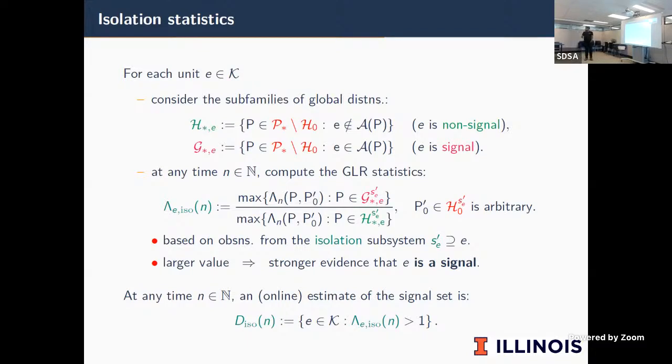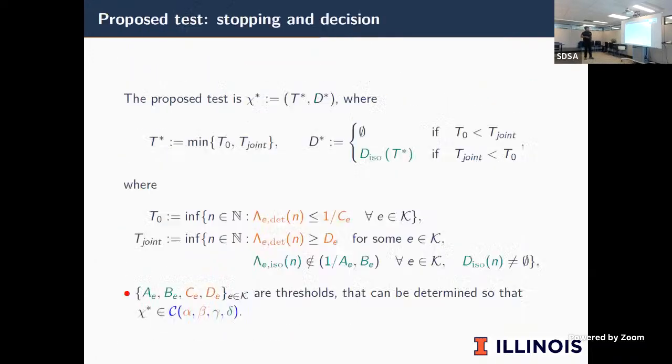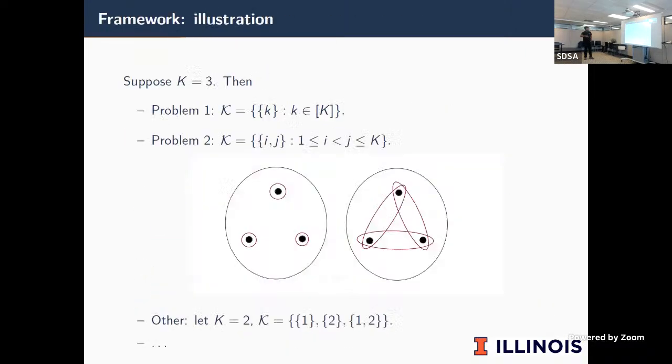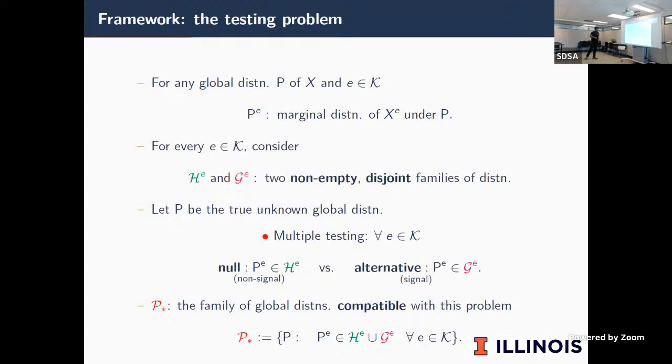Question? Yes. I'm a little confused about the definition of P star. So P star is like joint on all the nodes, right? No, P star is all the probability measures that are compatible with this problem. Either it's a signal or non-signal. Oh, so based on these distributions on units, you build your P star. Yes, I build my P star. So for H_E and G_E, H and G are specified to you by the practitioner, whether it's mean zero or mean non-zero. Based on this, I create my P star, the family of all global distributions which is compatible with this problem. Okay.